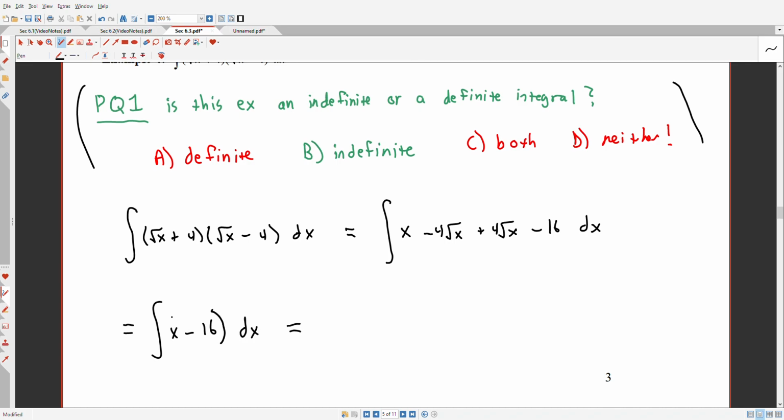Okay, so here's what I'm going to do. You could break this up into two separate integrals, but I'm just going to write it and do the work in my head that the antiderivative for x is x squared over 2, and an antiderivative for 16 is 16x. Oops, sorry. And then I put a plus c. Okay.